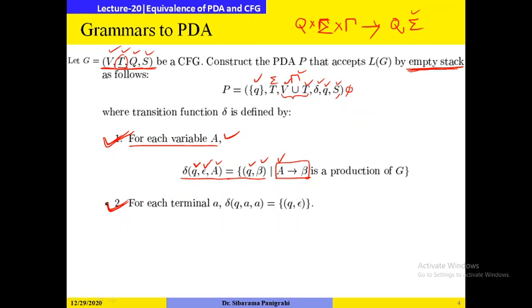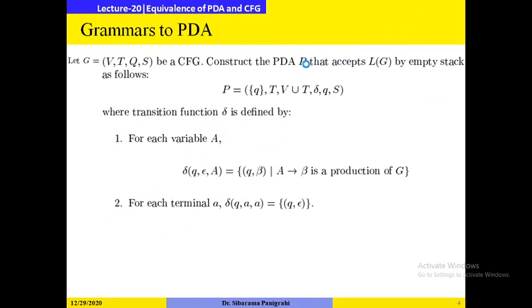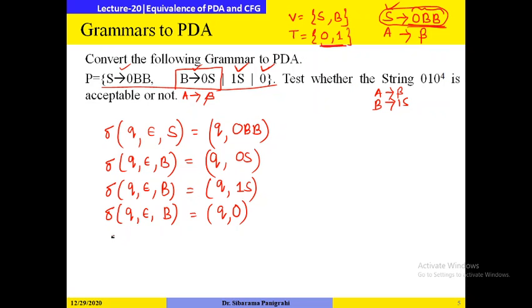Now I will go through step number 2: for each terminal small a. In this example, the terminals are 0 and 1. For a terminal, we write delta of q, a, a equals (q, epsilon). So here, delta of q, 0, 0 equals (q, epsilon).